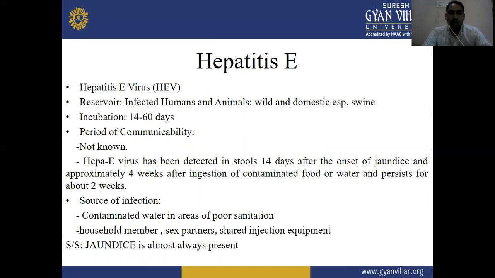Next one is the source of infection of hepatitis E, like contaminated water and areas of poor sanitation, and household members, like sex partners and shared injection equipment. A sign and symptom of hepatitis E is jaundice, which is almost always present.